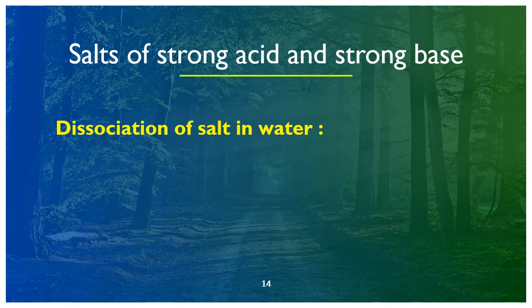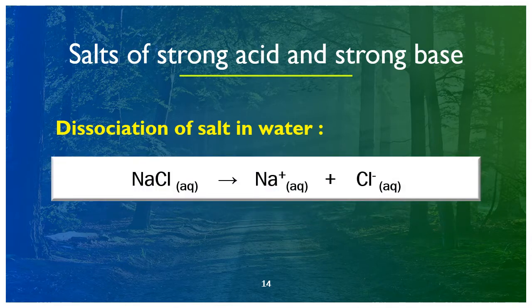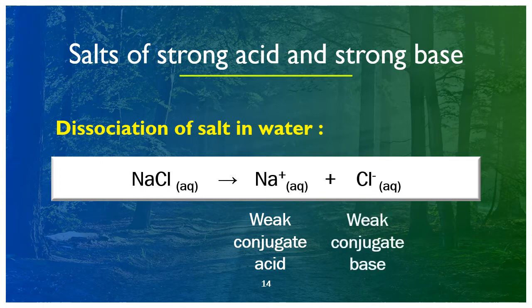The dissociation of the salt present in water can be written as shown in the equation. The sodium chloride salt solution is completely ionized to form sodium ions, Na+, and chloride ions, Cl-. The Na+ ion is a weak conjugate acid that forms from the strong base sodium hydroxide, while the chloride ion is the weak conjugate base that forms from the strong acid hydrogen chloride.